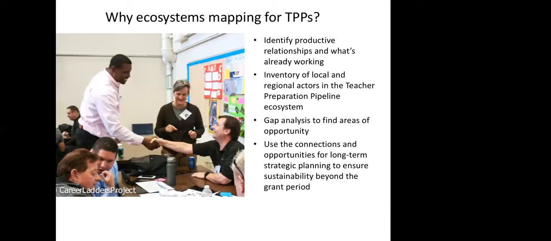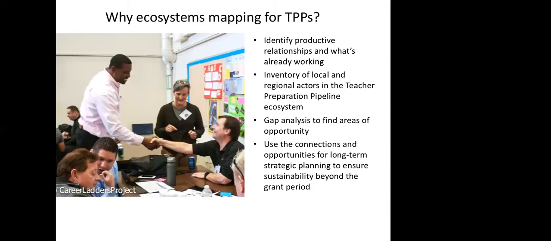I want to make this as fun as possible. So a little bit about why we are applying ecosystems mapping for the Education Futures project or teacher preparation pipeline. There are a few main reasons. One is an opportunity to identify productive relationships and what's already working in your ecosystem. So you're probably already working with partners in your education ecosystem. It could be your K-12 partners. It could be your university transfer partners. And we'll go into a little bit of detail on the types of partners when we get into the map itself, but this is something to start thinking about. Who are you already working with?